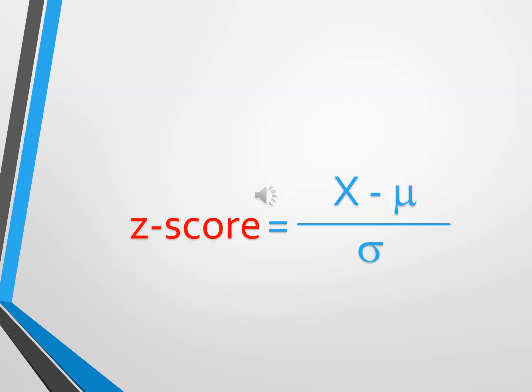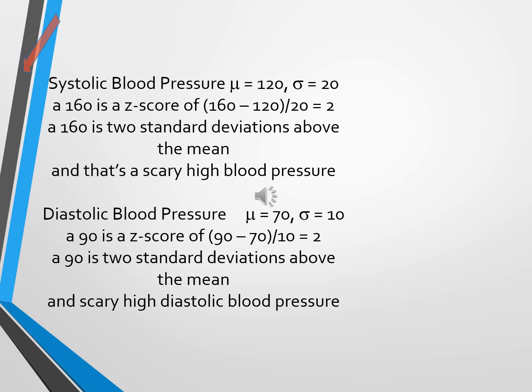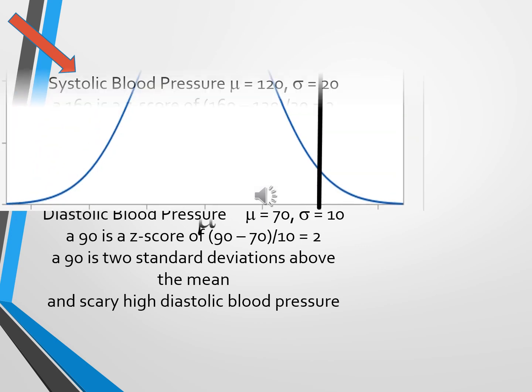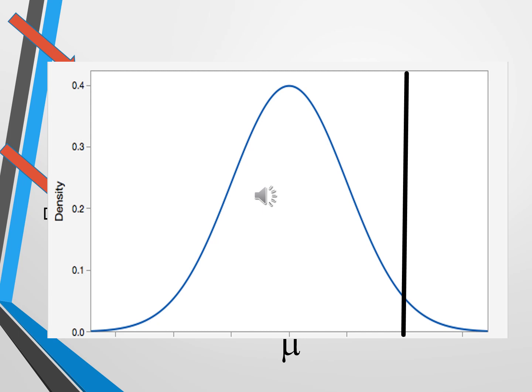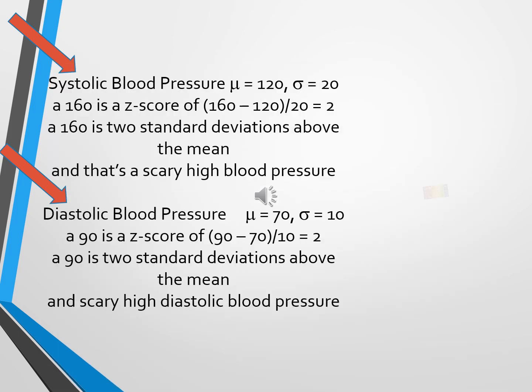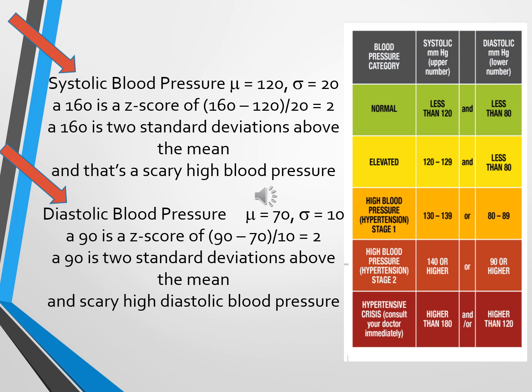Here's the z-score formula, and any score can be changed into a z-score. Systolic and diastolic blood pressure are changed here into z-scores. Both systolic and diastolic blood pressure in this graph are 2 standard deviations above the mean. Although they are measured on different scales, when we transform them to z-scores, they're located at the same place on the normal distribution. Both are high scores. So high, in fact, that we categorize those blood pressures as hypertension stage 2. So people who have a z-score of 2 for systolic and diastolic blood pressure are categorized as having hypertension stage 2.